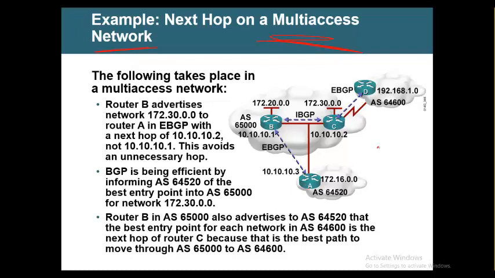See, it's like three routers in the same VLAN. And this is eBGP, router A. And this is B, and this is C. C is advertising a network to B. B is advertising that same network to A, but it will put the address of C and advertise so that A can go directly like this. Not like this. That's useless.